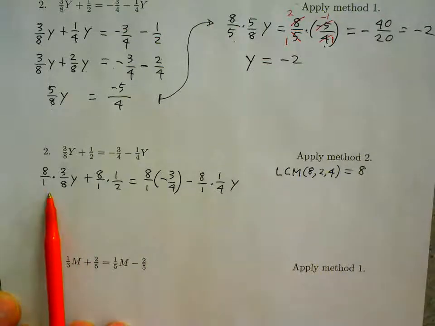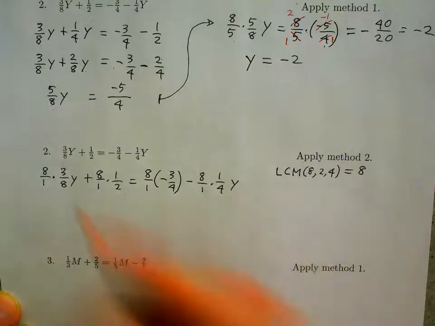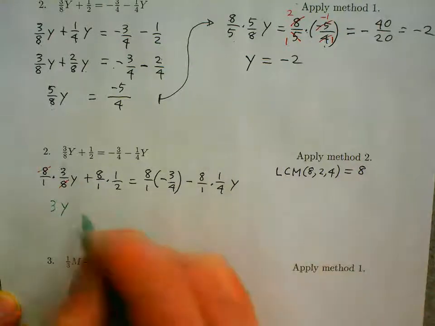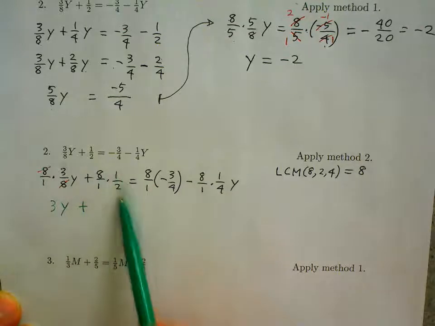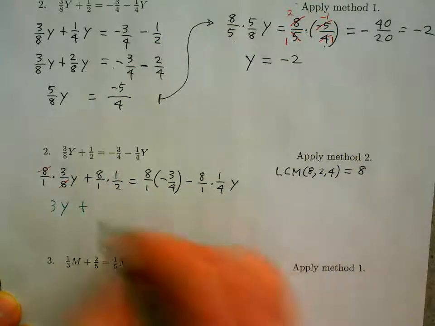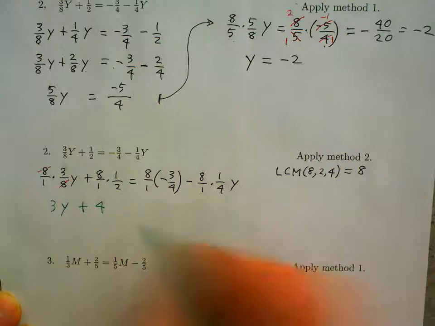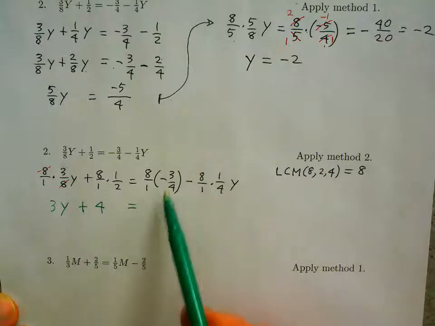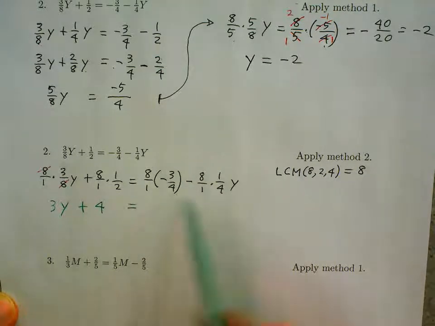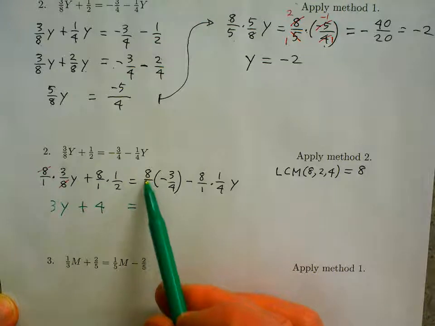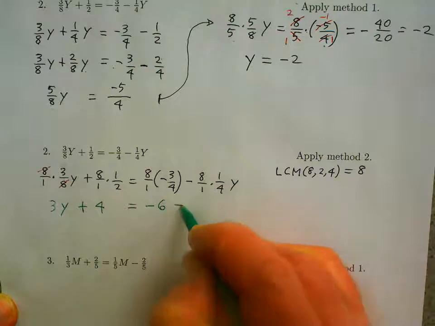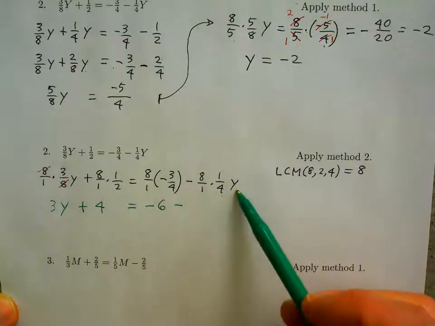On this first one, 8 over 1 times 3 over 8 times y, 8 divided by 8 is 1. So this just becomes 3 times y. And then 8 over 1 times 1 over 2, 8 over 2 is 4. So we get 3y plus 4 on the left-hand side. On the right-hand side, 8 over 1 times negative 3 over 4 is equivalent to 2 times negative 3, or negative 6. And then minus 8 over 1 times 1 over 4y. This is minus 2y.